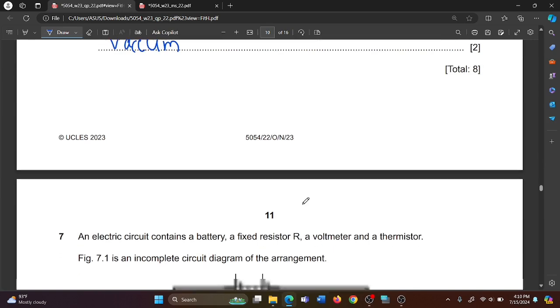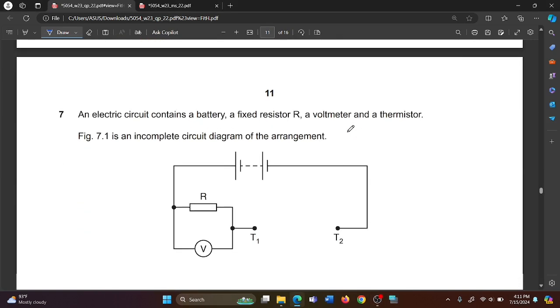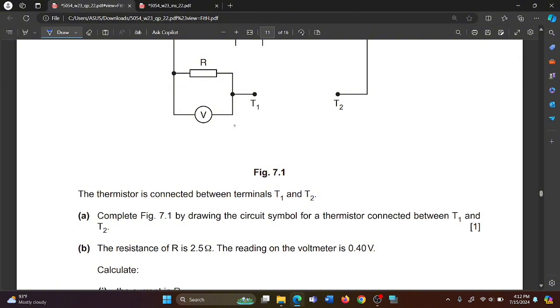Now let's move on to question 7. Question 7 says that an electric circuit contains a battery, a fixed resistor R, a voltmeter, and a thermistor. So this is a fixed resistor, this is the voltmeter, this is the battery. Figure 7.1 is an incomplete circuit diagram of the arrangement. The thermistor is connected between terminals T1 and T2. Complete figure 7.1 by drawing a circuit symbol for a thermistor connected between T1 and T2. Let's draw a thermistor.